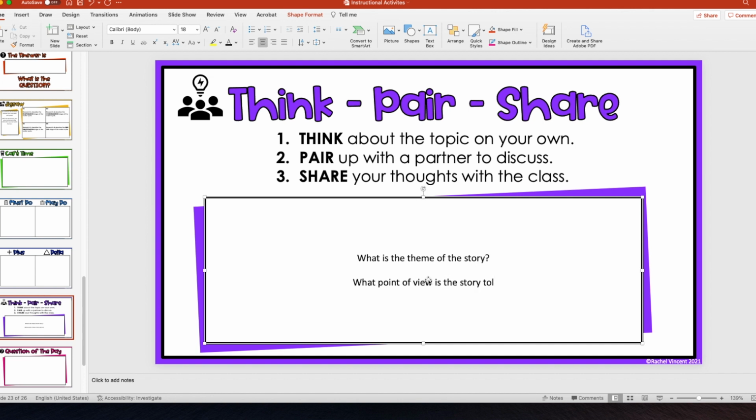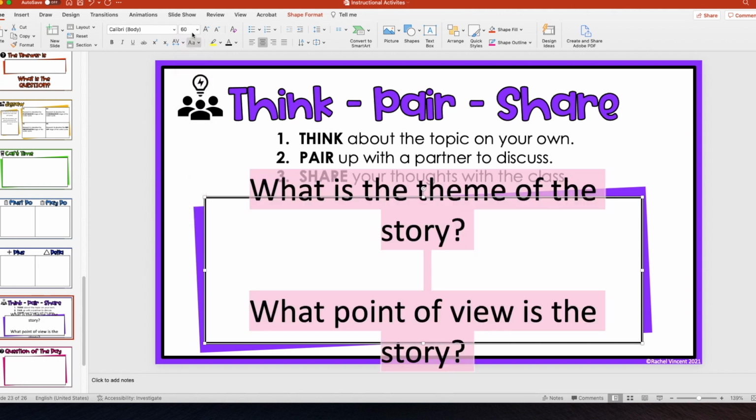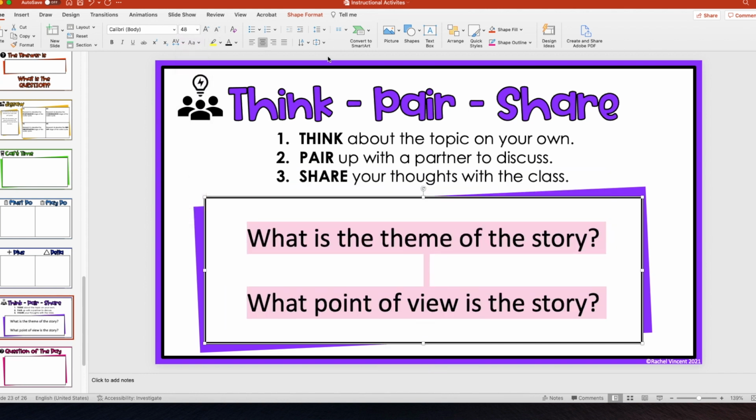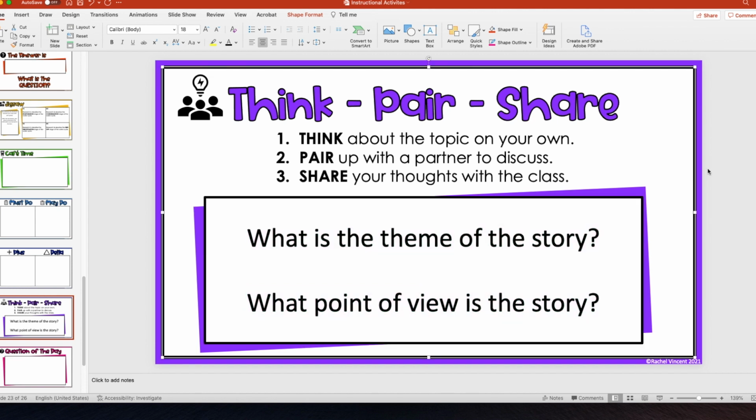Then you tell them to pair up with the person next to them and tell the person what they think the theme is. That way every student is talking to someone else in the class about what they thought the theme of the story is or the answer to the question was. It allows students who may not feel that confident in sharing an answer out loud in front of everybody to be able to share their answer with a partner.